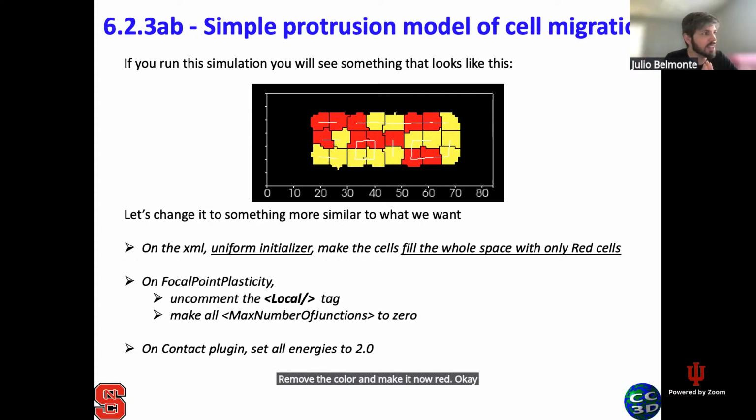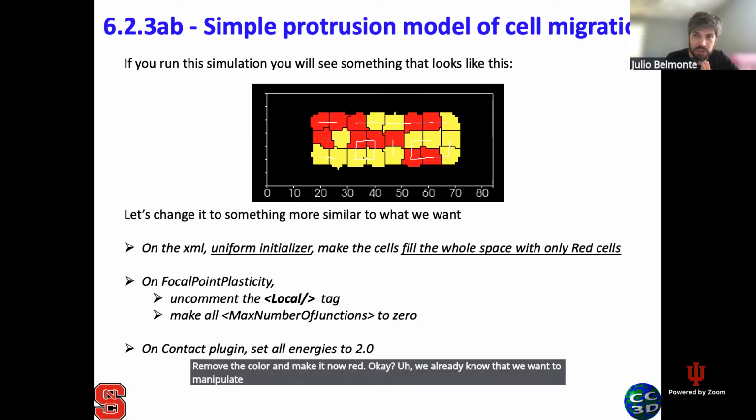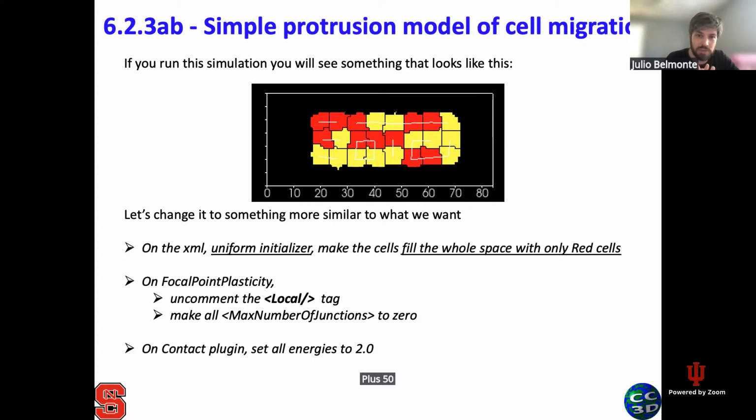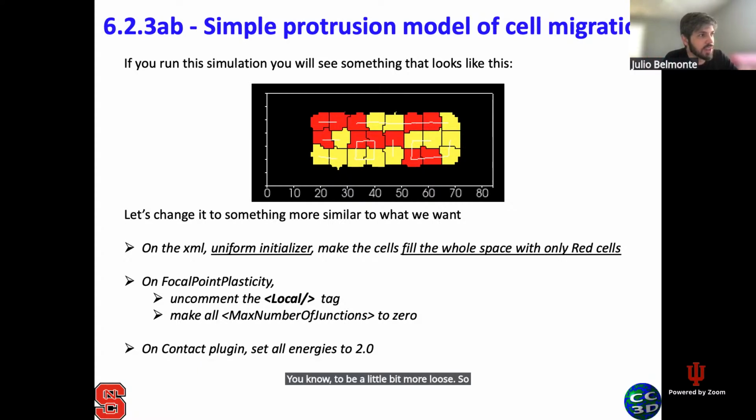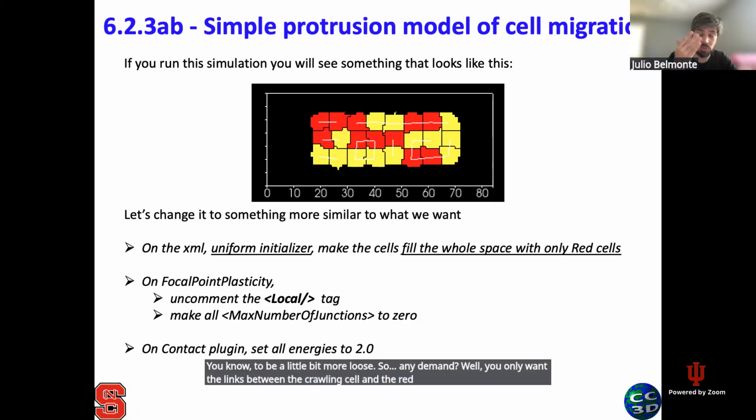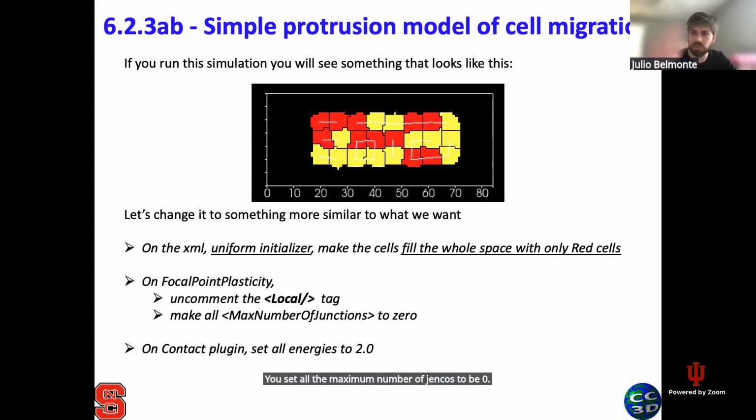Okay. We already know that we want to manipulate the links, use the focal point plasticity on the Python level. So let's uncomment the local tag. And we don't necessarily want the red cells to have links between the cells. We want them to be a little bit more loose. Well, you only want the links between the crawling cell and the red cells, right? So what you want to do now is set all the maximum number of junctions to be 0. So no links are going to be created unless you tell the program to do so.